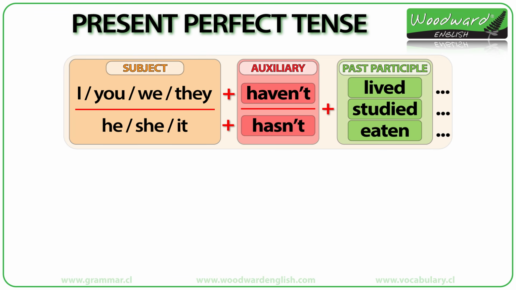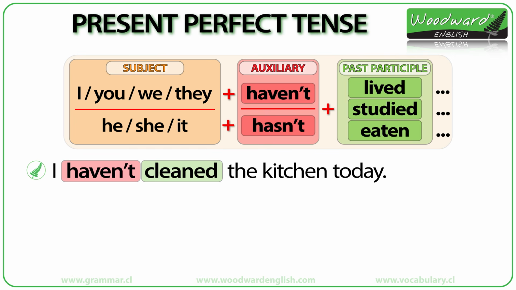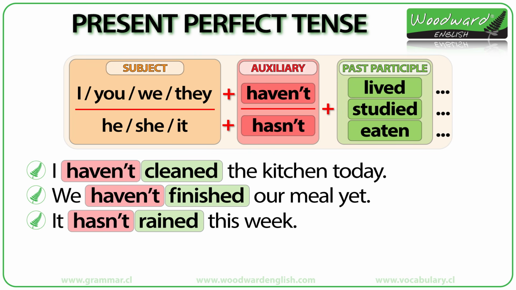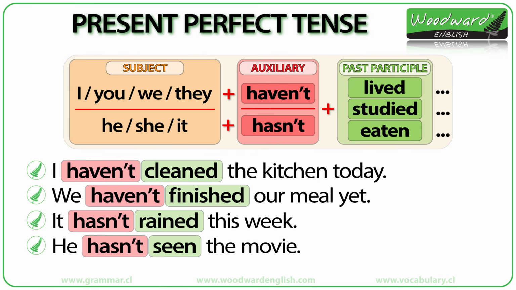Let's look at some examples of negative sentences. I haven't cleaned the kitchen today. We haven't finished our meal yet. It hasn't rained this week. He hasn't seen the movie.